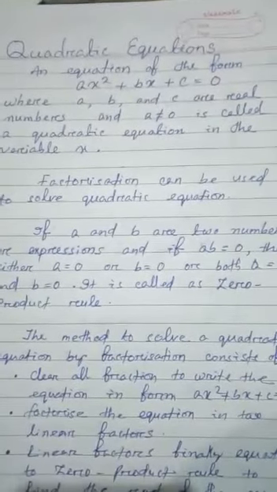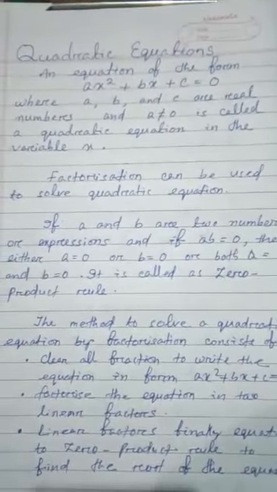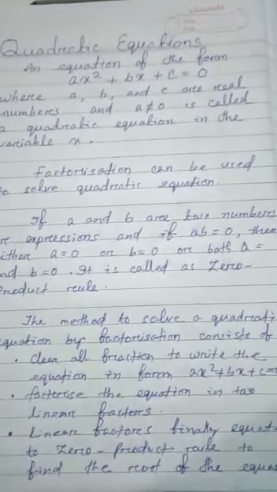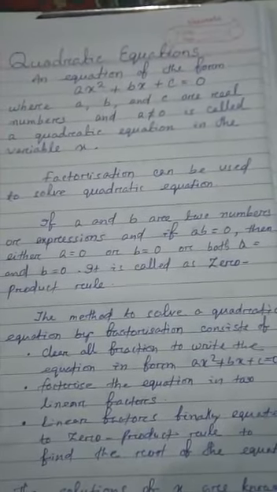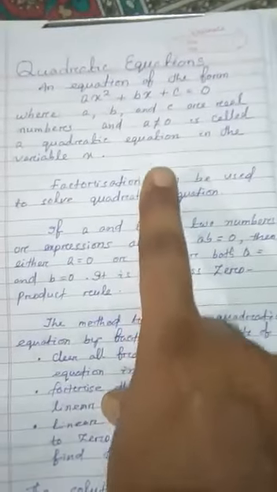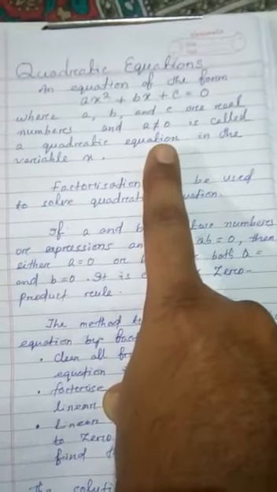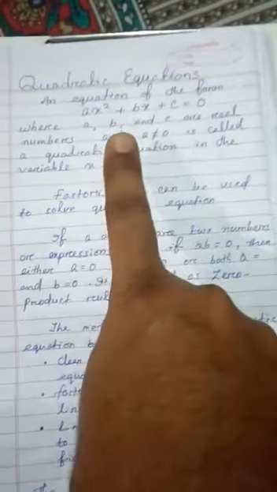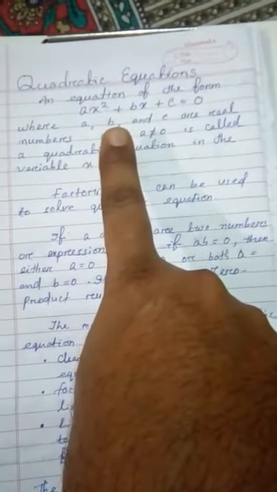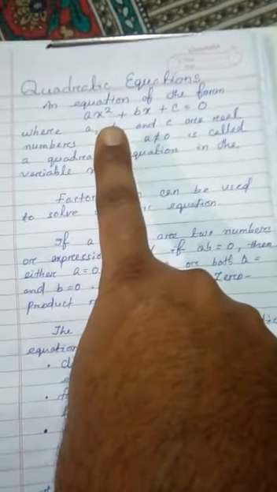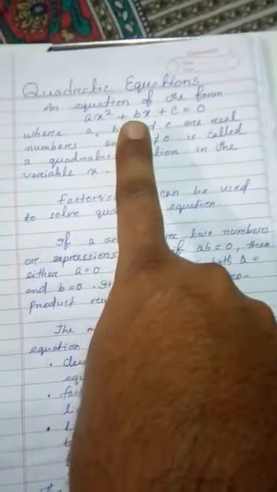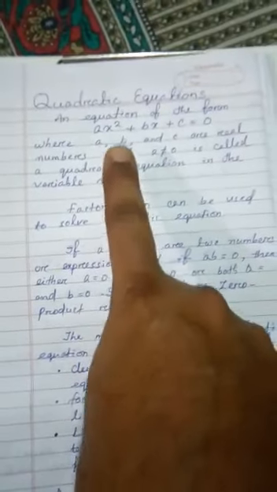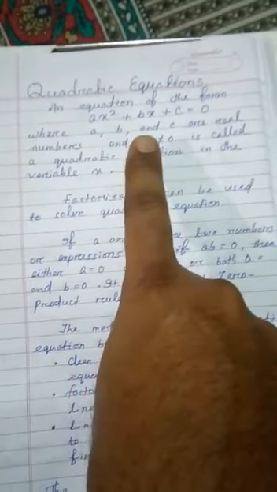Here, the equation is always in the standard form of ax square plus bx plus c, where a, b and c are real numbers and a is never equal to 0. a should not be 0 here. If a is 0, then it is not called a quadratic equation. Its meaning is that there must be an x square as a variable in the quadratic equation. x is a variable, but x square must be there to make it a quadratic equation. That is the reason its coefficient a should never be 0.